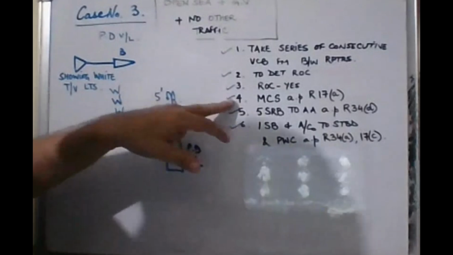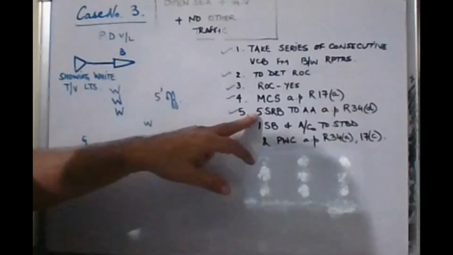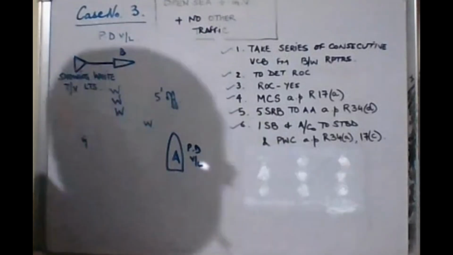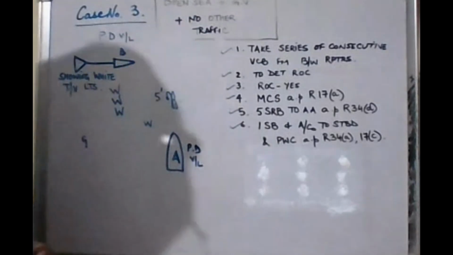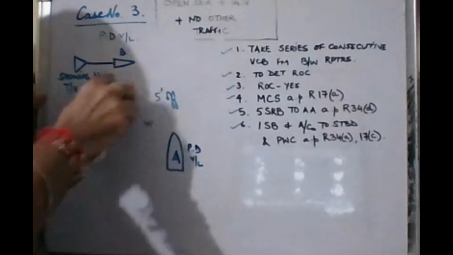You'll maintain your course and speed. Wait for her to take action. She does not take any action, you'll sound 5 short and rapid blasts. She still does not take any action, you'll give 1 short blast and alter course to starboard. Is this okay with everybody? Yes. Yes. Okay.